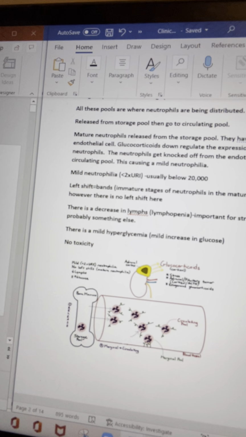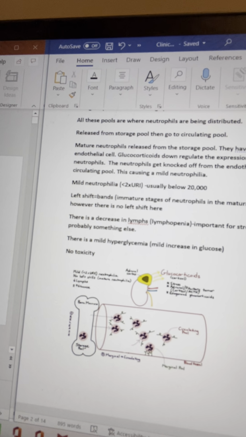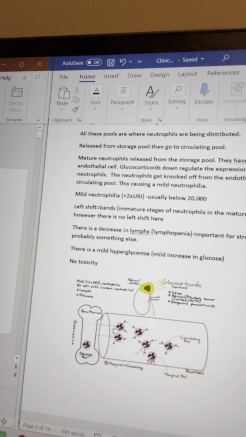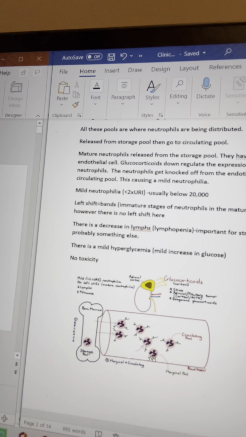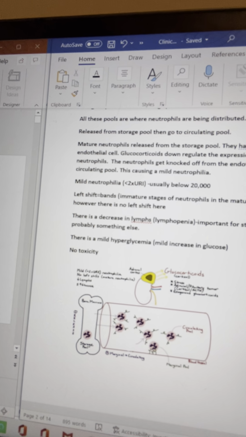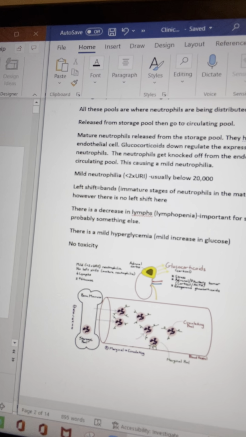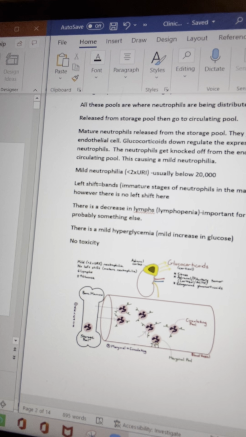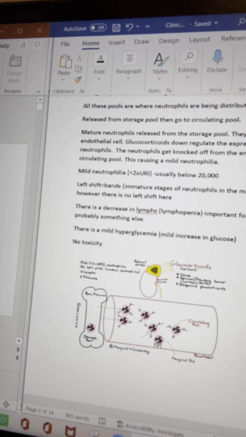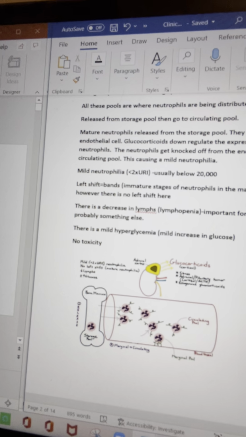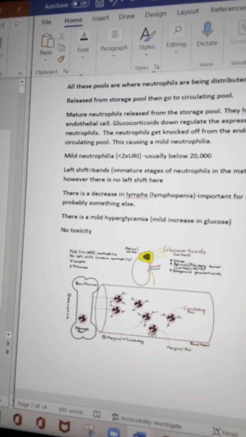So I'm going to try to explain this to you. Here's the picture. Mature neutrophils are released from the storage pool. They have the ability to stick to the endothelial cell. Glucocorticoids downregulate the expression of these attachments for the neutrophils. The neutrophils get knocked off from the endothelial cells and go back to the circulating pool. This causes a mild neutrophilia. Mild neutrophilia is usually about twofold, less than 2 times normal.